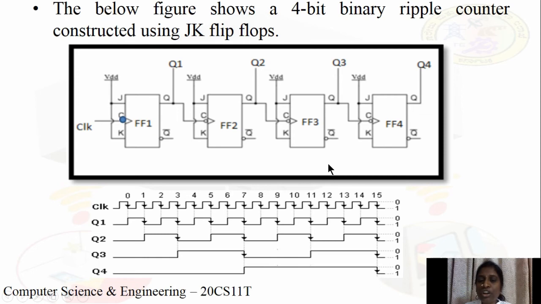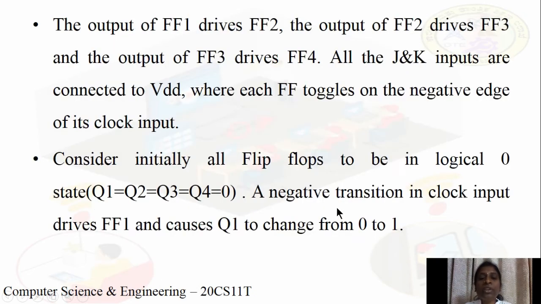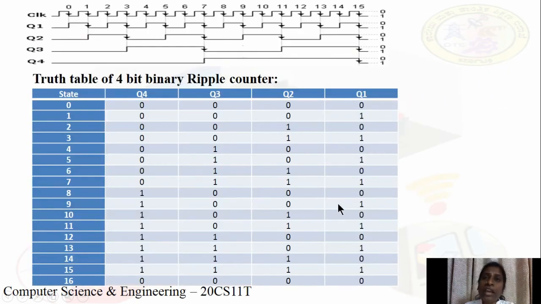Now let us write the truth table by considering this waveform. The main purpose of the counter, as we all know, is counting. Counting means for every clock input pulse, it should be incremented by 1. That means if we pass 0 to 15 clock pulses, for every clock pulse it has to be incremented by 1. It should count from 0 to 15 states. That means 0 ಇಂದ 15 ವರೆಗೂ ಅದು count ಆಗಬೇಕು.